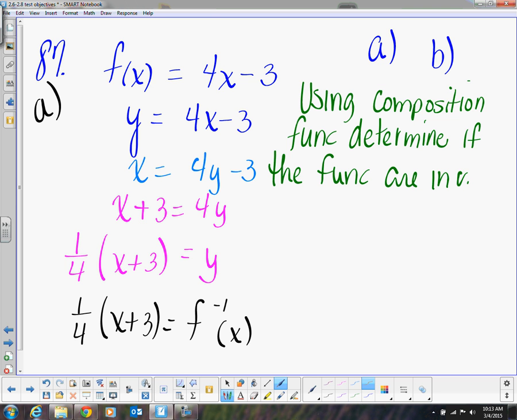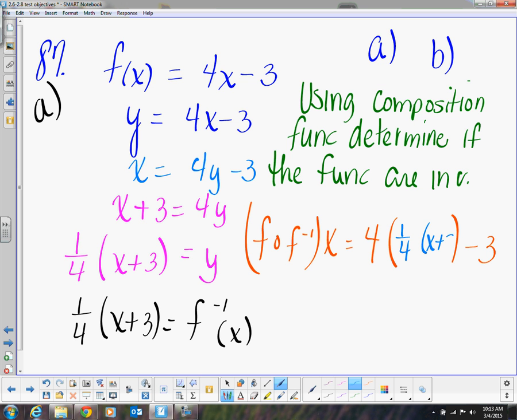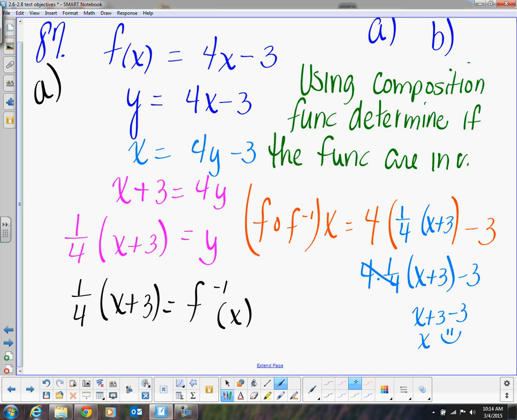So what they asked you to do is f of f inverse of x. What does that mean? You take your f function, you prepare it for substitution. What am I putting inside? 1/4 times x plus 3. What happens when I multiply 4 times 1/4 times x plus 3? What's x plus 3 minus 3? x. So is this good? Yes.